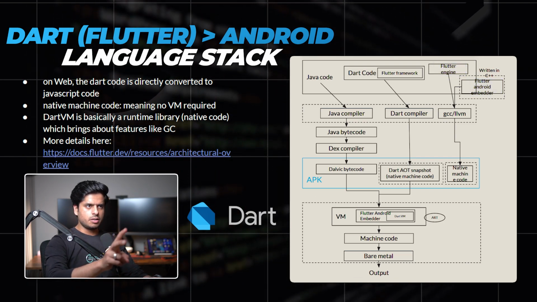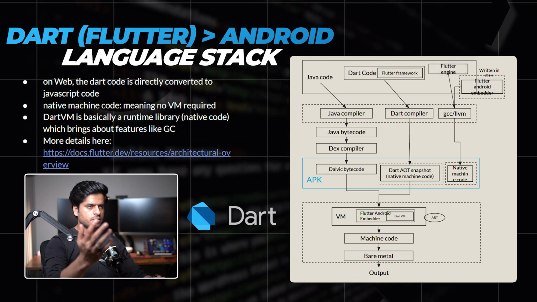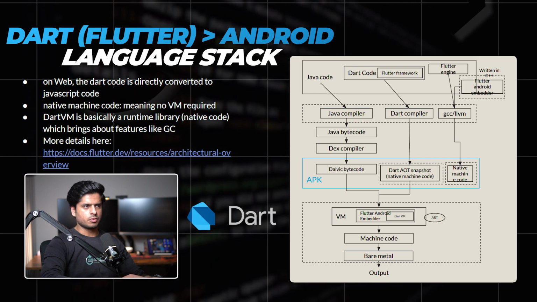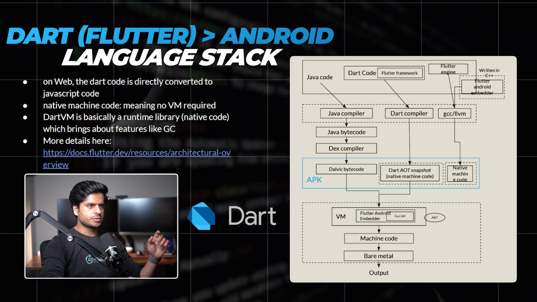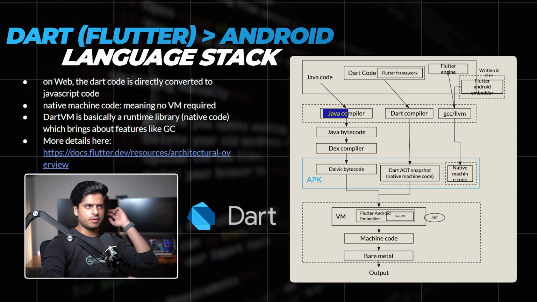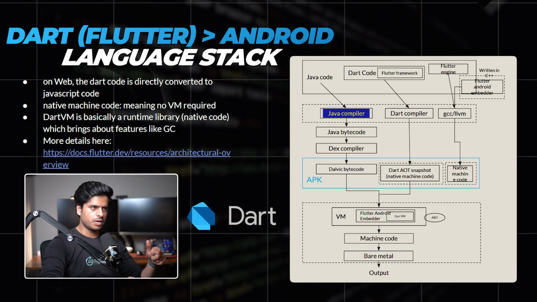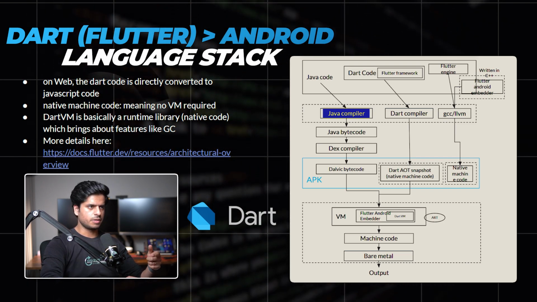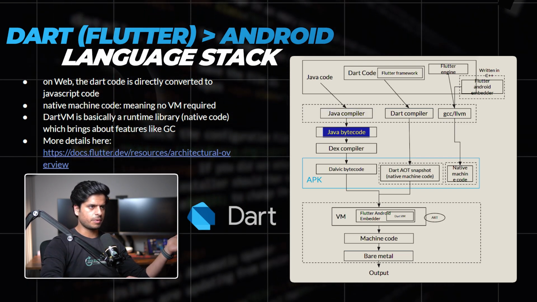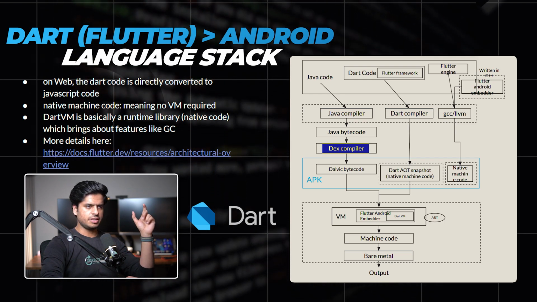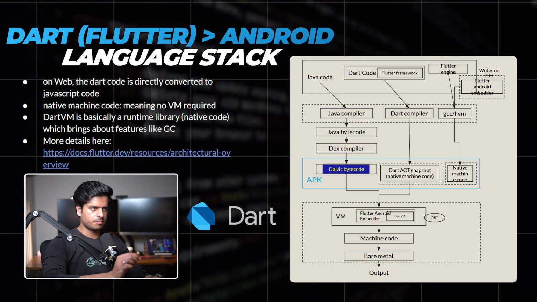So these two are hidden from the developers, as a developer, you don't even need to care about these two. So as part of the compilation, the Java code gets sent to the Java compiler, which again is platform dependent. It goes via Java bytecode, Dex compiler, and finally in the APK, it has the Dalvik bytecode.